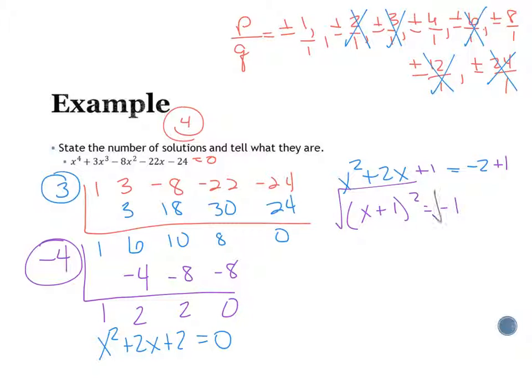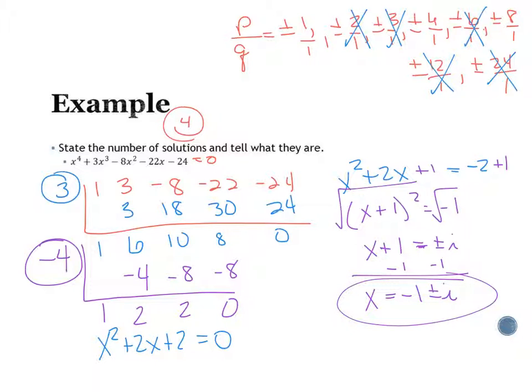Square root both sides. x plus 1 equals i. We'll go with plus or minus i. And then move our 1 to the other side. So we're going to get negative 1 plus or minus i. Alright, and there's 2, so then we have a total of 4 solutions.